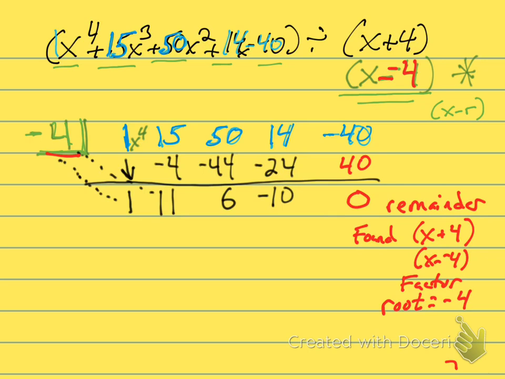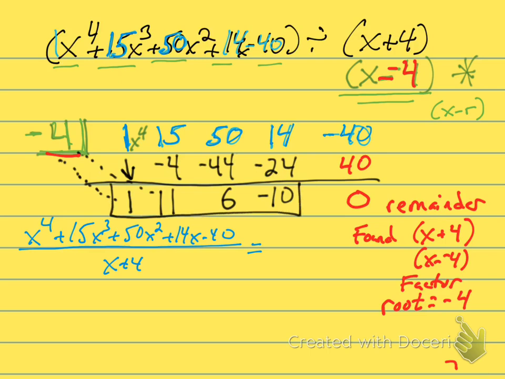So now that we have been asked only to divide the polynomial by the binomial, we can say that this polynomial, x to the fourth plus 15x cubed plus 50x squared plus 14x minus 40, divided by x plus 4 will equal, the solution is our quotient, which is right here, and it's going to be x cubed plus 11x squared plus 6x minus 10. And for this problem, this would be our quotient.